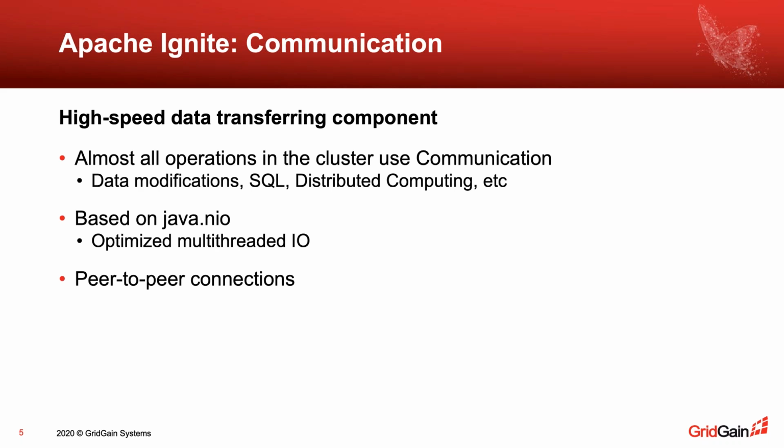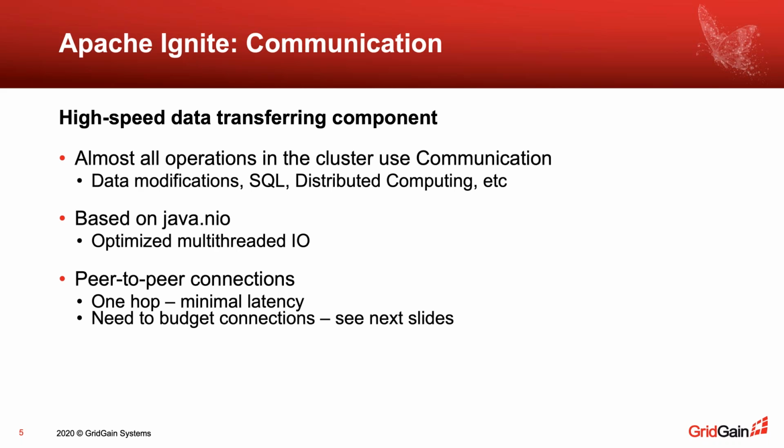And next, Apache Ignite's communication uses peer-to-peer connections. So each node can talk to every other node. It means that all data accesses can be done in a single hop, which ensures minimal latency and maximum overall speed. But at the same time, we need to remember that we need to budget our connections.